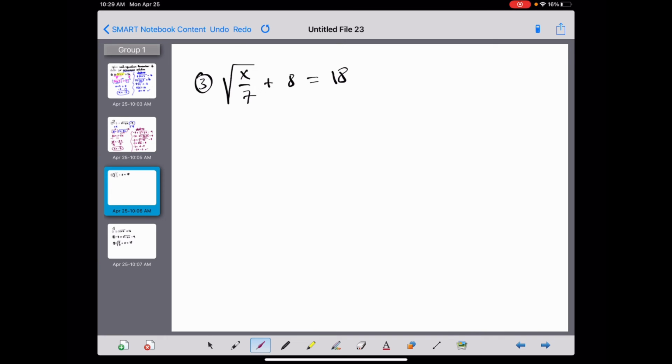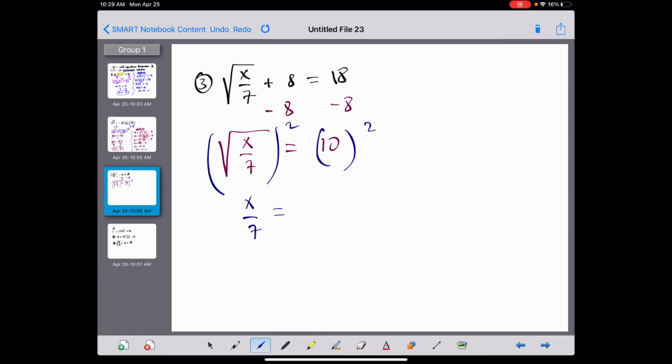For number 3, we're going to subtract 8 from both sides. So we have square root of x over 7 is equal to 10. Same thing, the radical is by itself. We're going to square the left and square the right. So x over 7 is equal to 100. To solve for this, we're going to put a 1 underneath, and then we can cross multiply. So x times 1 equals 7 times 100. x times 1 is x. 7 times 100 is 700.